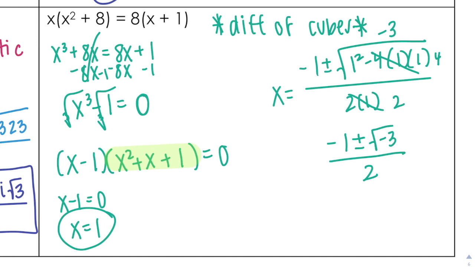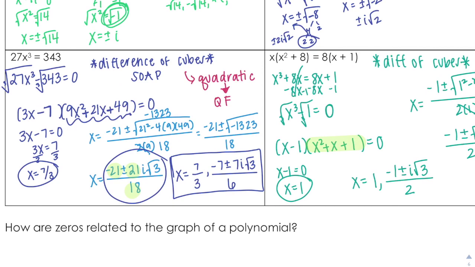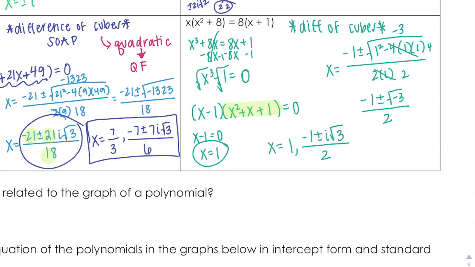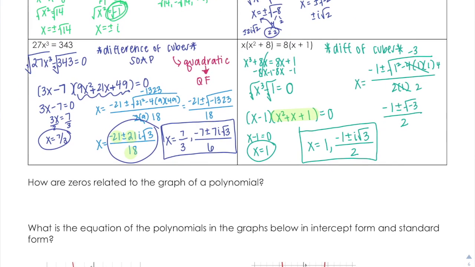Now 3 has no perfect pairs in it, but because it's -3, I need to take out an i. So I get, for my first solution, 1. And then for my next solution, -1 plus or minus i root 3 all over 2. And notice that this was a difference of cubes when we had 3 answers, 1 here. The quadratic gave us 2, so 3 solutions. Over here, I have 1 for my linear, 2 for my quadratic. 1 plus 2 makes 3. So I know that I'm on the right path. So I did it correctly.